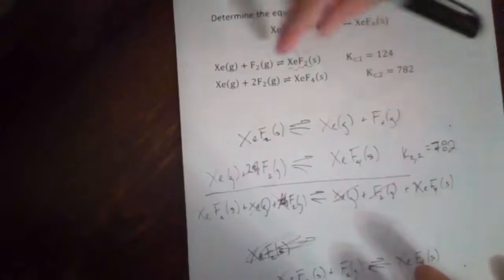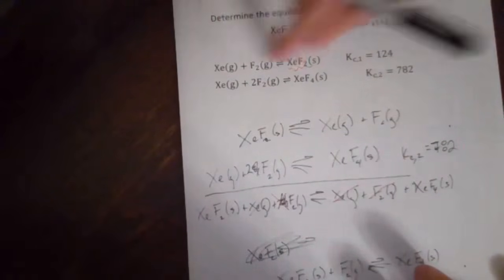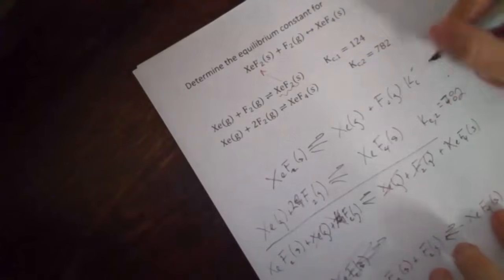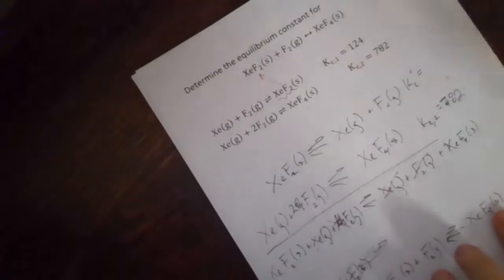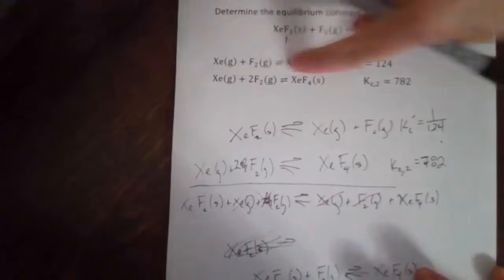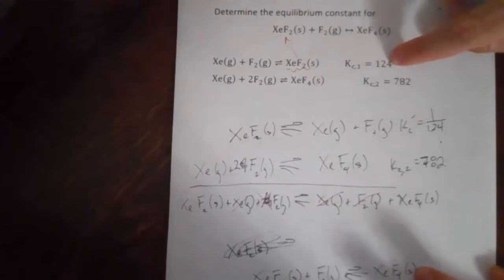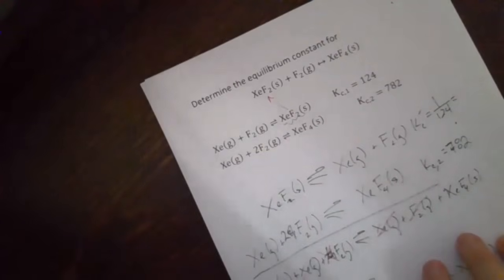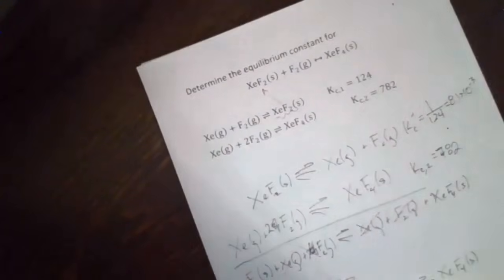This right here is the reverse reaction of this top one. We can call this like Kc prime or whatever. It's just, you know, a new one. 1 over 124 because it's the reverse direction. So this forward direction is slightly product favored. This reverse reaction needs to be slightly reactant favored. Where's that? 8.1 times 10 to the negative third.